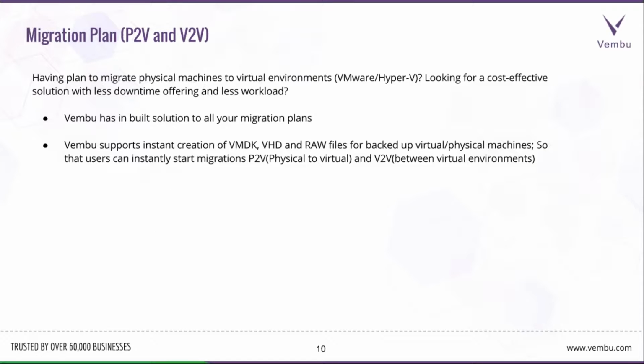Migration between physical to virtual or virtual to physical, or between hybrid virtual environments like VMware to Hyper-V or vice versa, is more common nowadays when it comes to disaster recovery. So Vembu has an inbuilt solution for all your migration plans, where Vembu supports instant creation of VMDK, VHD and RAW files of the backed up physical or virtual machine, so that users can instantly start migrating the machines like V2V, V2P or V2B without doing any manual restores or workarounds.